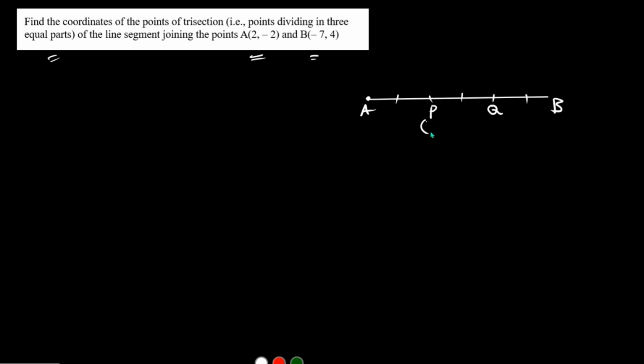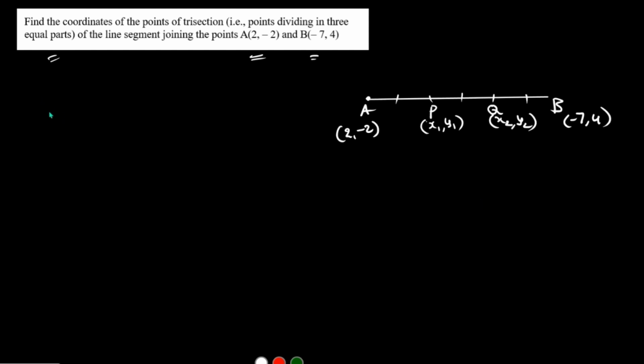Okay, let's take this coordinate as x1, y1, and this coordinate as x2, y2. A and B are given. A is (2, -2) and B is (-7, 4). Okay, so the problem is clear.